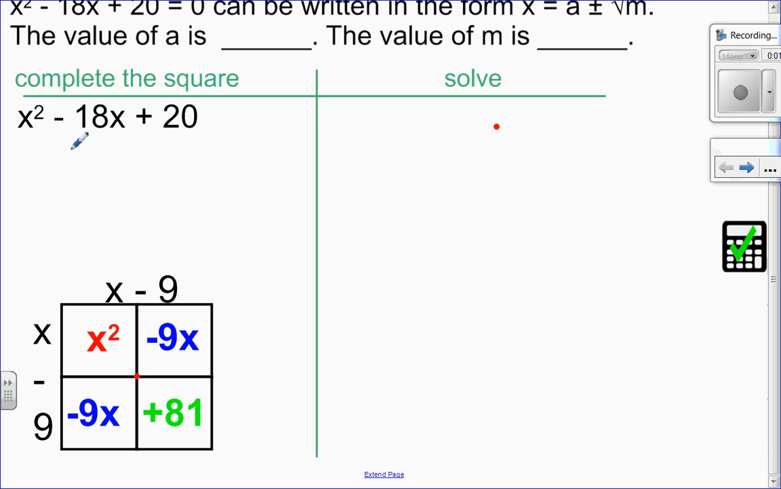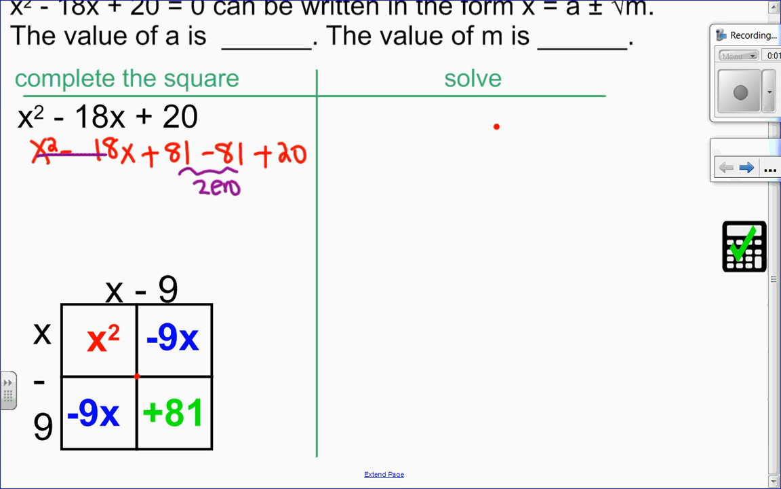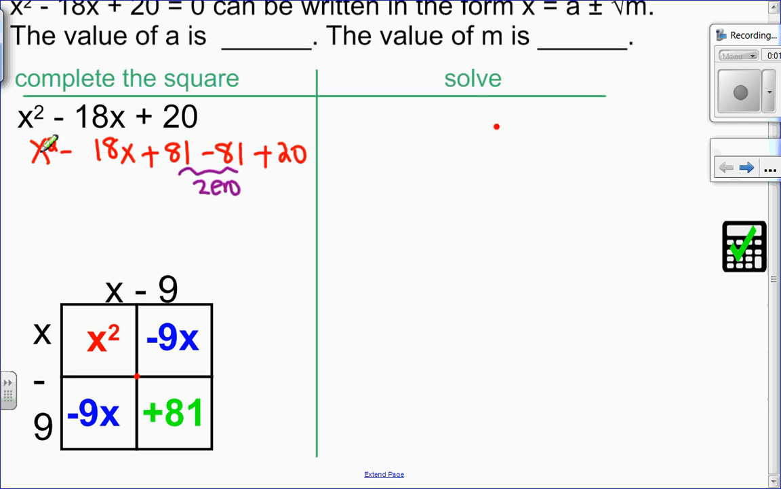So I've got x squared minus 18x plus 81 minus 81 plus 20. The reason I add and subtract 81 is to maintain balance, because 81 take away 81 is 0, and I can add 0 to any equation without changing its value. So let's focus on the perfect square trinomial here, which is x squared minus 18x plus 81.